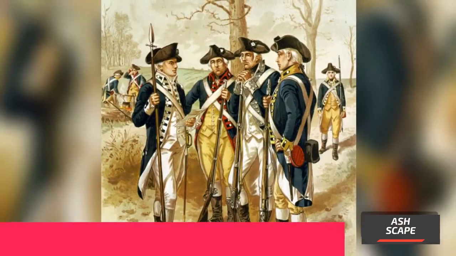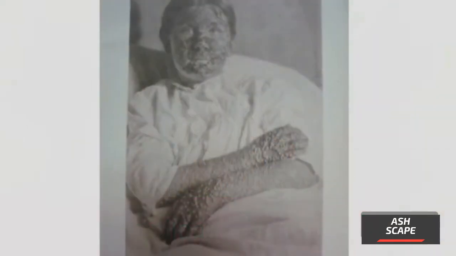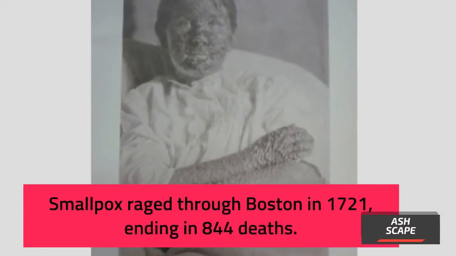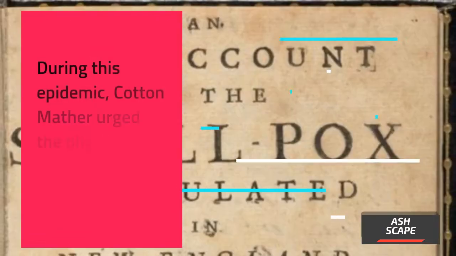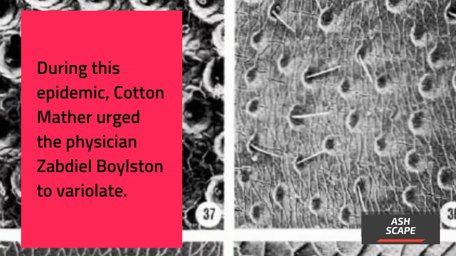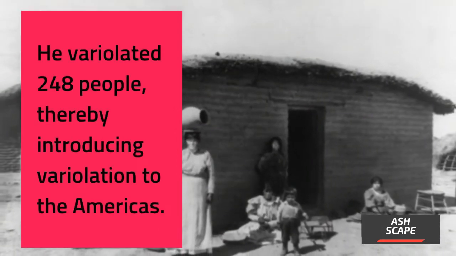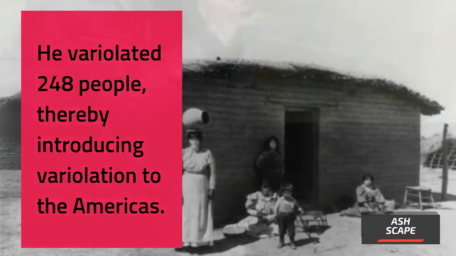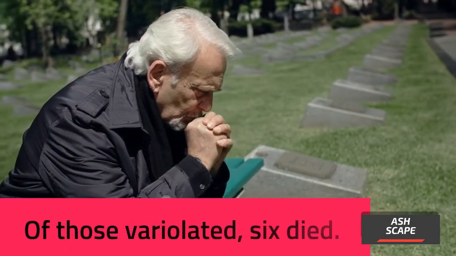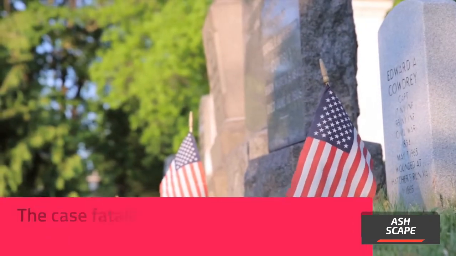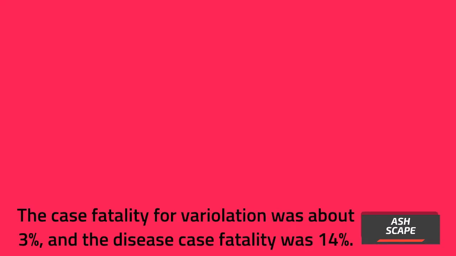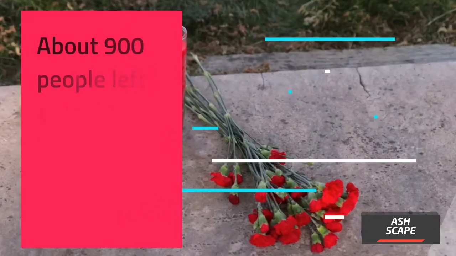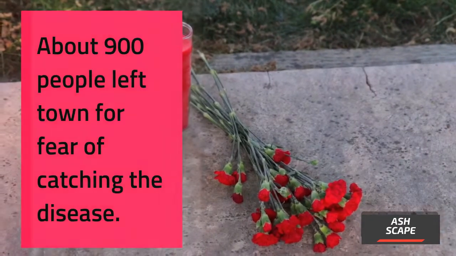Boston smallpox epidemic. Smallpox raged through Boston in 1721, ending in 844 deaths. During this epidemic, Cotton Mather urged the physician Zabdiel Boylston to variolate. He variolated 248 people, thereby introducing variolation to the Americas. Of those variolated, 6 died. The case fatality for variolation was about 3%, and the disease case fatality was 14%. About 900 people left town for fear of catching the disease.